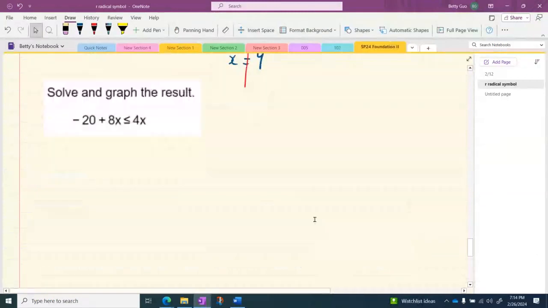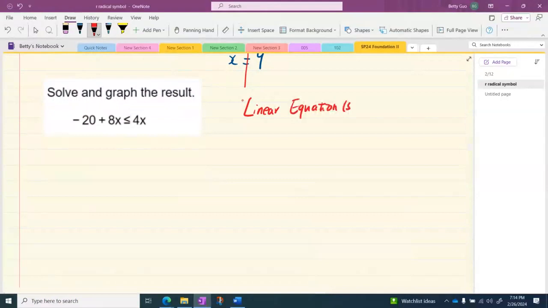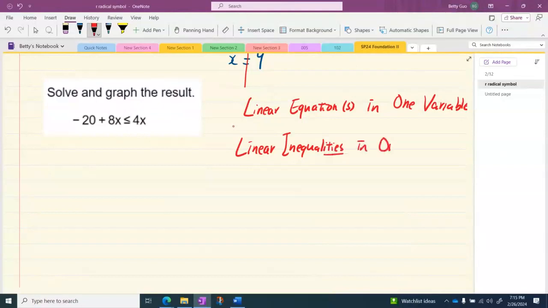Okay, so now after we finish solving linear equation in one variable, the next thing we're going to do in this chapter is solve linear inequalities. It is plural. In one variable.